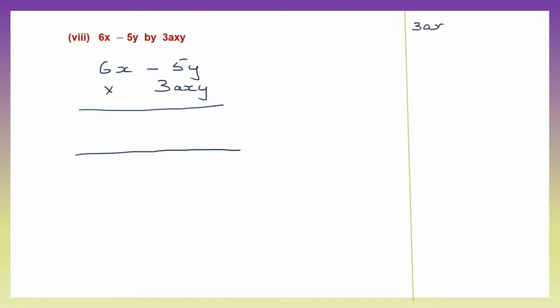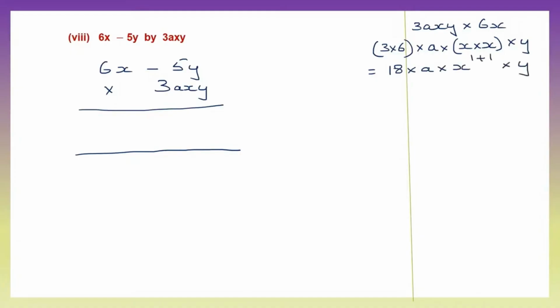Next question, 6x minus 5y into 3axy. So let's multiply 3axy into 6x first. So let's take the numbers 3 into 6. Then let's take a, there's only one a. Let's take x, there are 2. And y, there's only 1. 3 6s are 18 into a into x to the power of 1 plus 1 into y. So that is 18a x to the power of 2 y. So what do we get?